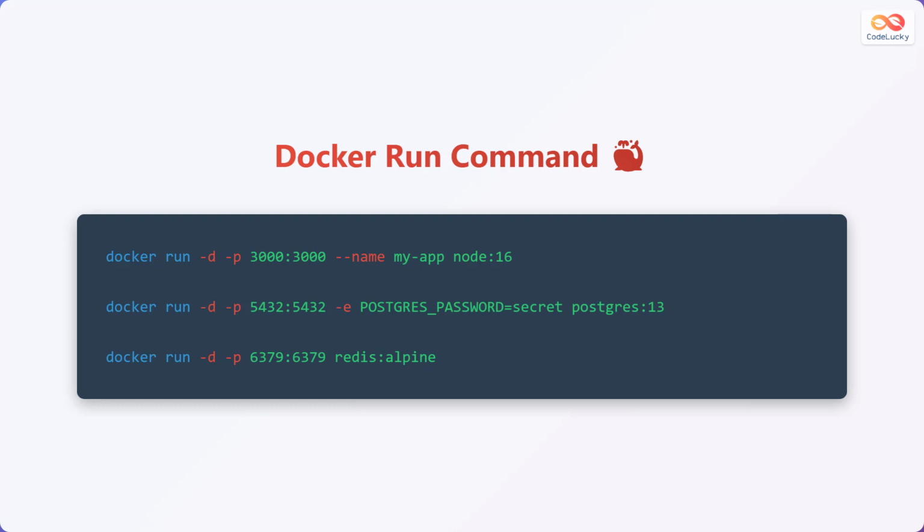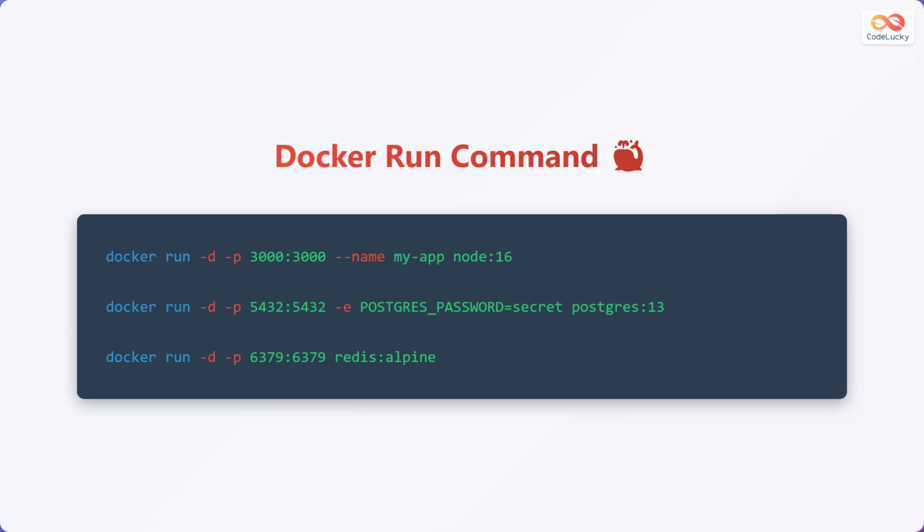Here are some examples. First, docker run -d -p 3000:3000 --name my-app node:16. This command runs a Node.js application in detached mode, maps port 3000, and names the container my-app.